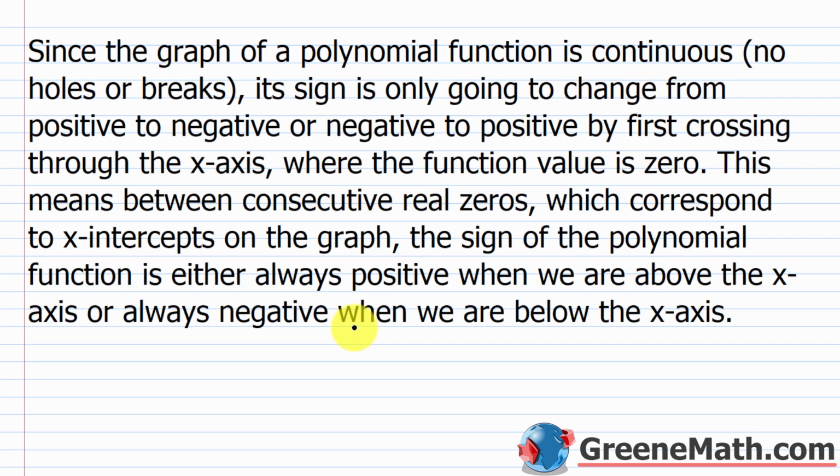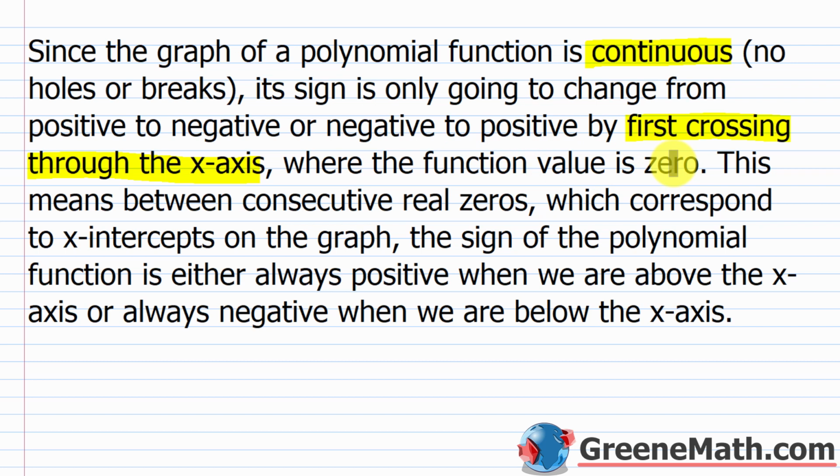All right, so we're just going to take a few moments and think about where that procedure comes from and why it works. Since the graph of a polynomial function is continuous, we know what that means. It means we can sketch the graph without picking up the pencil from the paper, so no holes or breaks in the graph. So its sign is only going to change from positive to negative or negative to positive by first crossing through the x-axis where the function value is 0.